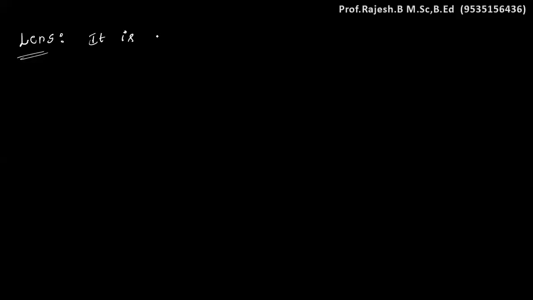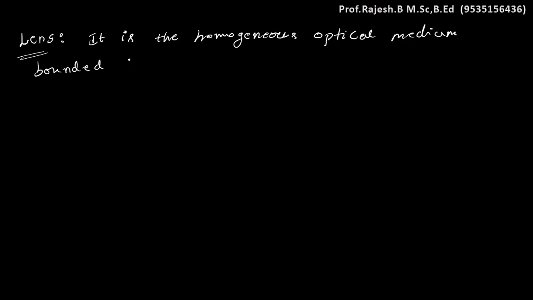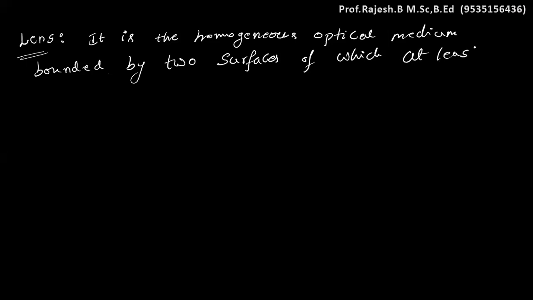So lens definition, write down. It is a homogeneous optical medium bounded by two surfaces, of which at least one is spherical. So this is the lens definition.